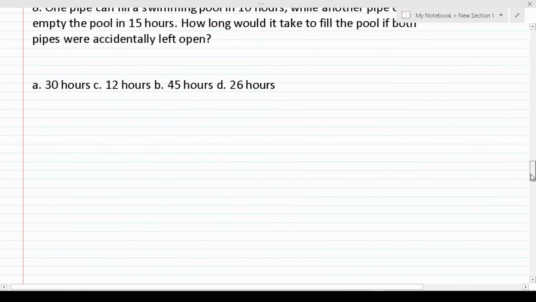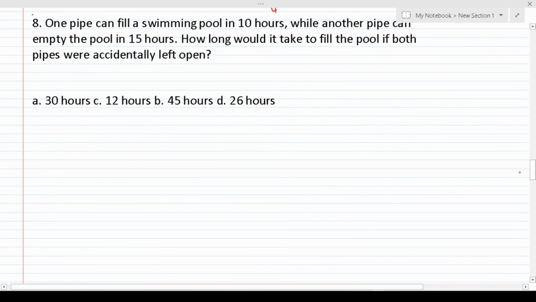So this, again, is a combined rate problem. All these problems pretty much have the same setup as to how to solve them. And let me show you what that is. If you watch the practice test that I uploaded 2 days ago, you'll see that I gave you this setup.